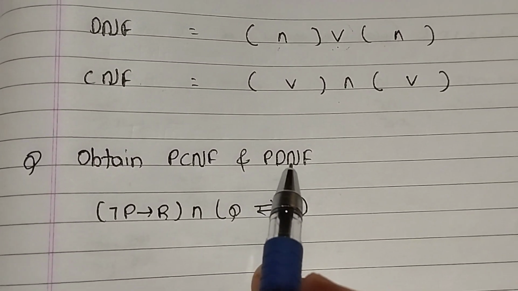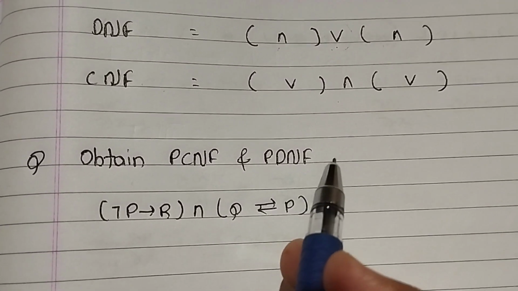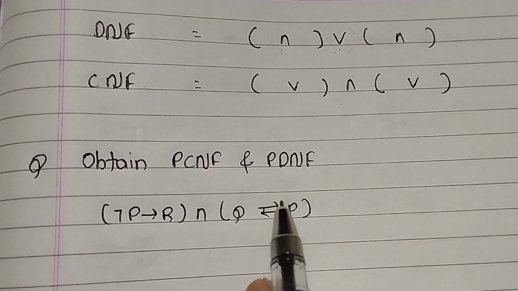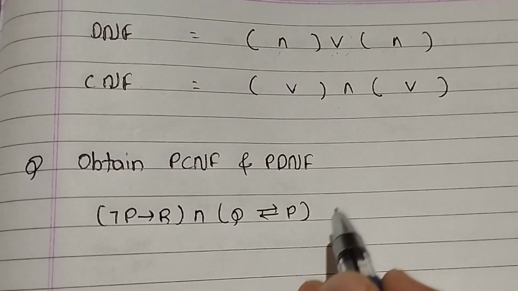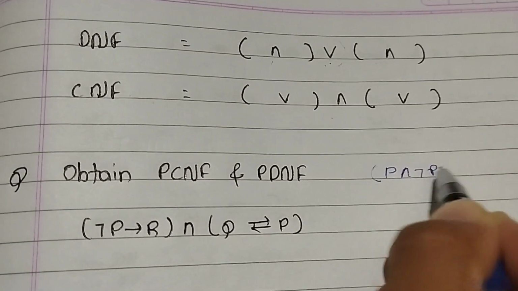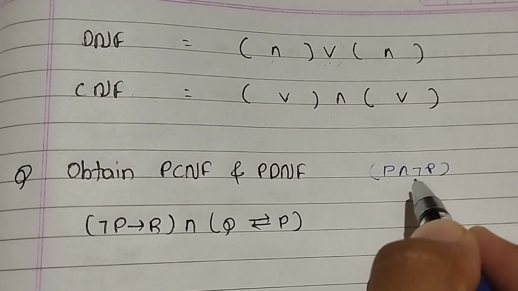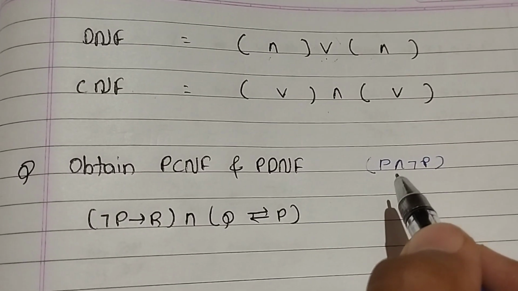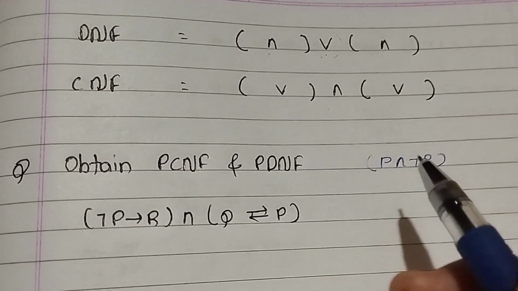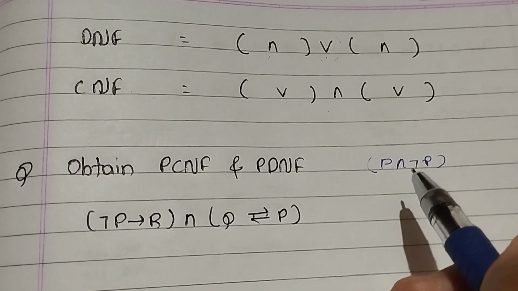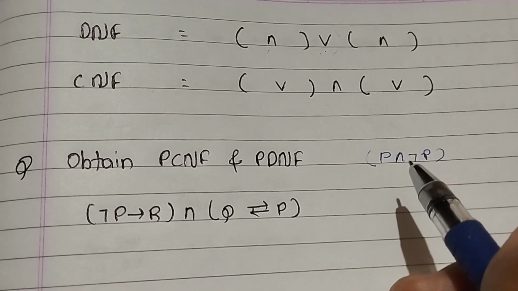When we find PDNF, in one small bracket only P or negation P is present, not both. This term, P and negation P, is not PDNF because it is not a minterm. Minterms require P or negation P in one bracket, not both in the one bracket. So this is the one thing.